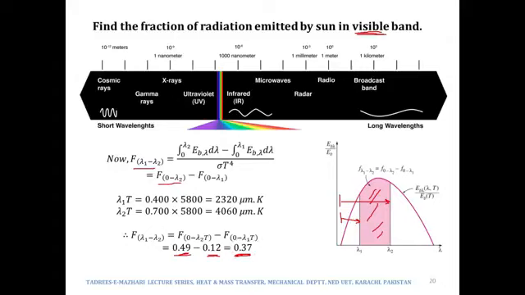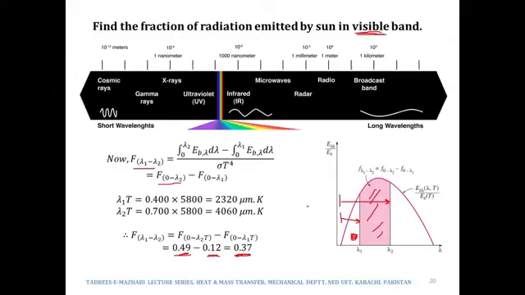Now what does this 37% mean? It means that the sun emits 37% of its total radiation in the visible band. So if someone asks you how much is up till the ultraviolet band, of course that would be 0.12, because this portion is 12%, right? So this is how we can find the fraction of radiation emitted by any object, not only the sun.